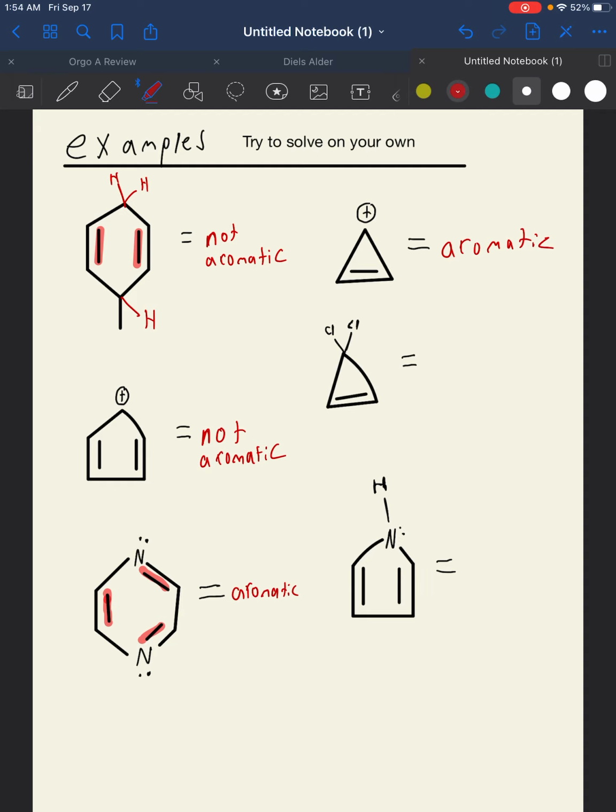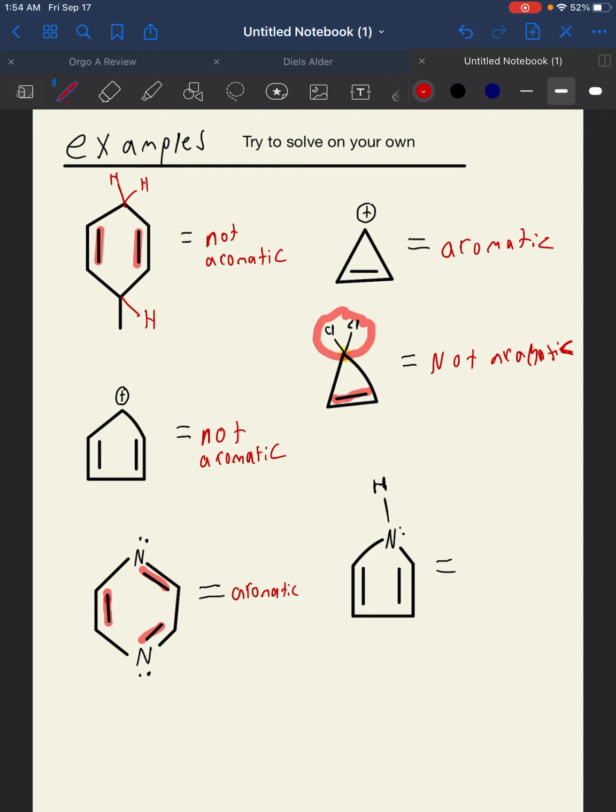Okay, so the next one, is this aromatic? Well, follows Huckel's rule, has 2 pi electrons. However, we got these bad boys up here, and that makes this carbon right here sp3 hybridized, so no. God, my handwriting looks like a toddler's right there.